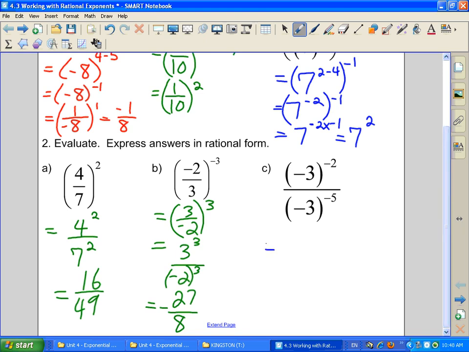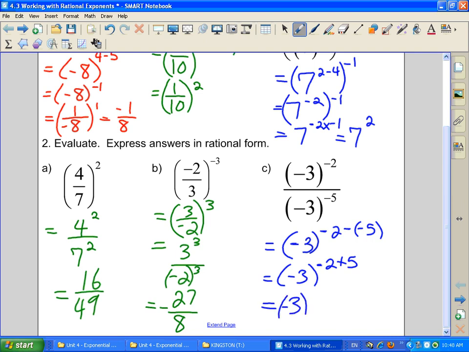Taking a look here, folks, our base is -3. Okay, and our division law tells us that we need to subtract these. So when you subtract a negative, you're actually adding it. So you end up here with -3 to the exponent of 3. And -3 cubed is -27.